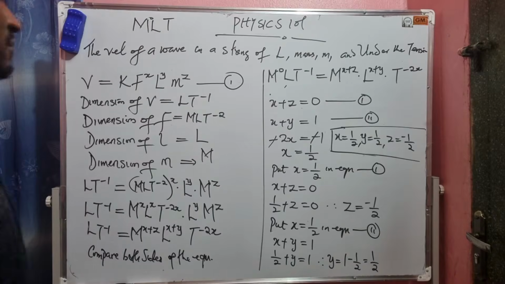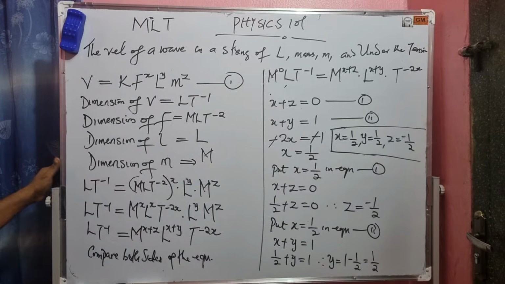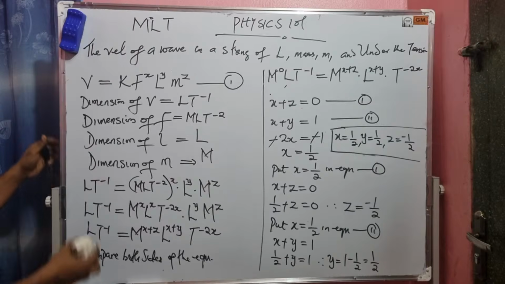Now the next one says find the dimension of k. The value there is 1. So is there any need of finding the dimension for k? The value there is 1. I hope I can clean this side.